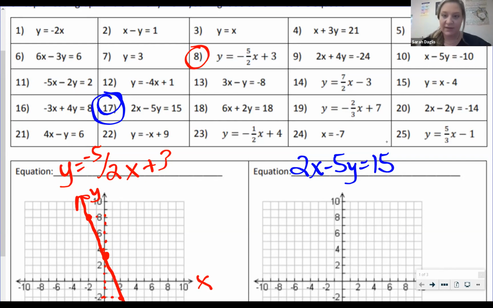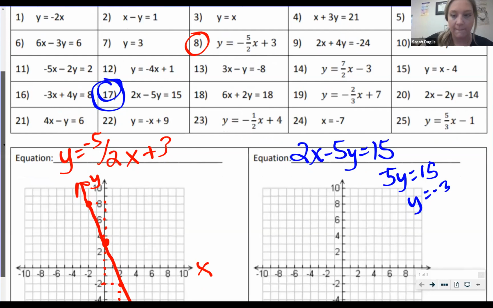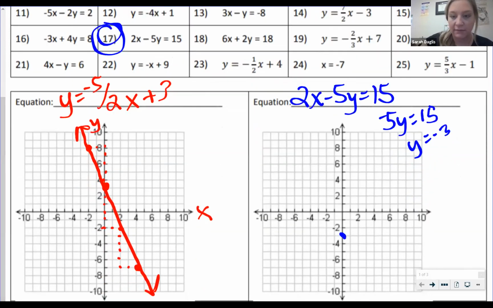Looking at this equation, to find my y-intercept, I would actually cover up 2x, and I would only look at -5y equals 15. And then solve for y by itself. So then I would divide both sides by -5, and I get y equals -3. So I know that I have a y-intercept of -3. Down here.